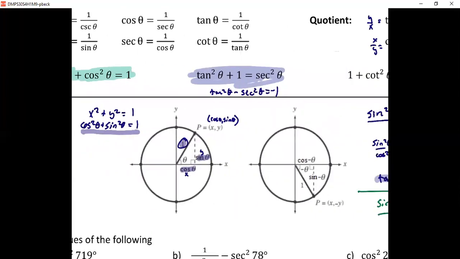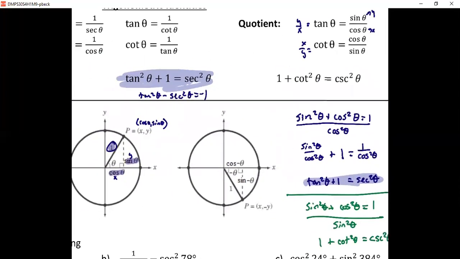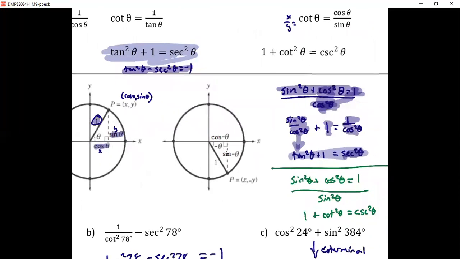Now, to get the second Pythagorean identity, tangent squared plus 1 equals secant squared, we will take the sine squared plus cosine squared equals 1 and divide everything by cosine squared. So sine squared over cosine squared is tangent squared. Cosine squared over cosine squared is 1. 1 over cosine squared is secant squared. So we have tangent squared plus 1 equals secant squared. Now we can have all the different relationships: secant squared minus 1 is tangent squared. If you subtract both secant squared and 1, you get tangent squared minus secant squared is negative 1. So you have those Pythagorean relationships as well.